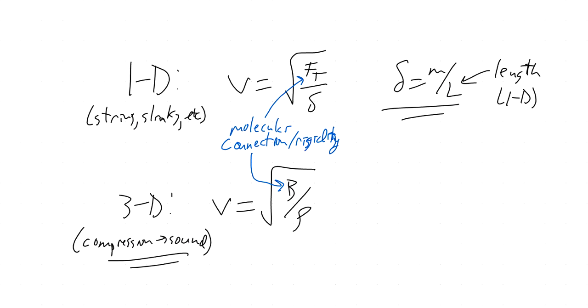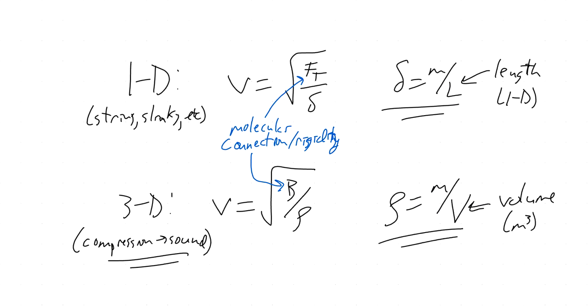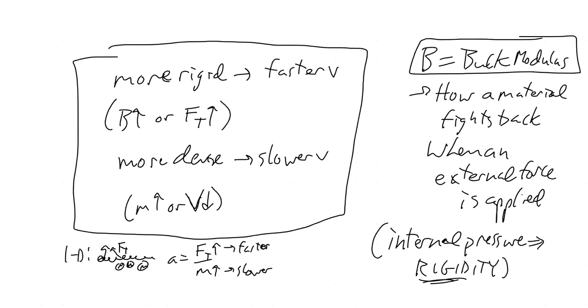Where, of course, this density now, if it's heavier in 3 dimensions, is mass per volume in cubic meters. Now we have one-dimensional density for one-dimensional waves and three-dimensional density for three-dimensional waves. Cool. This is where we start. This is the math that corresponds with the concept we just said over here.